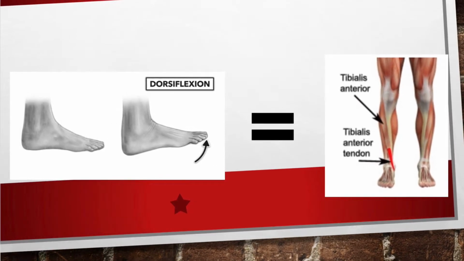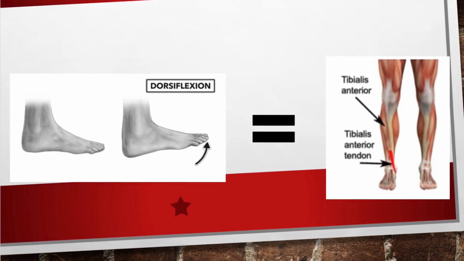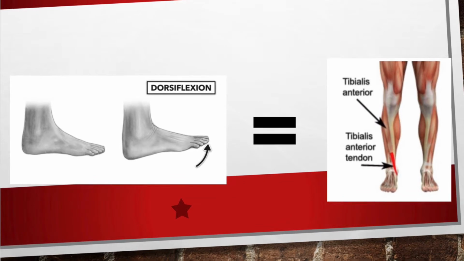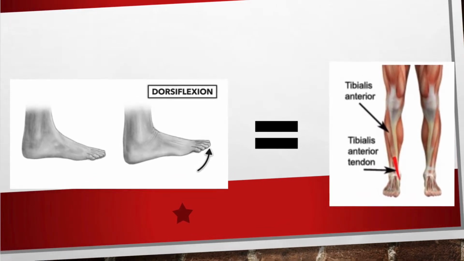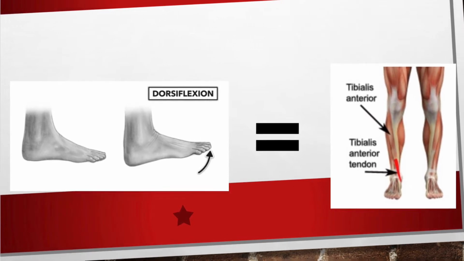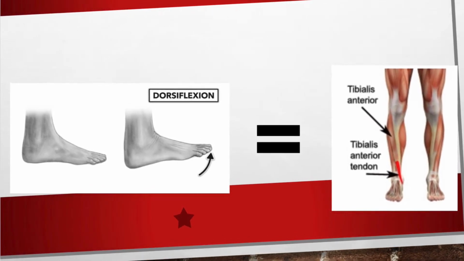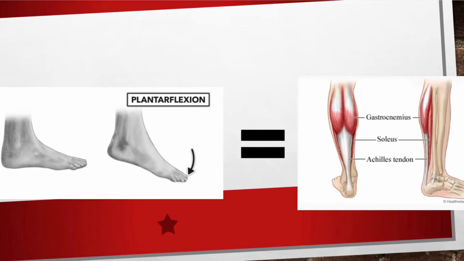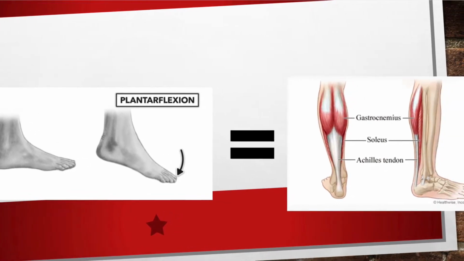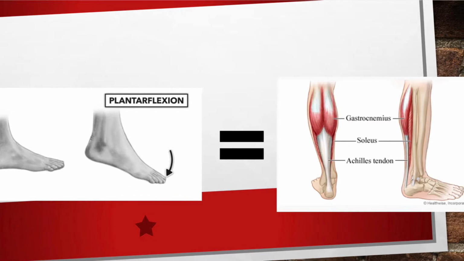During the objective assessment, I got the patient to perform resistive muscle tests of the lower leg. For dorsiflexion, the resistive muscle test tests the strength of tibialis anterior and other muscles in the anterior compartment. And for plantar flexion, the resistive muscle test is testing the strength of the gastrocnemius and soleus muscles.